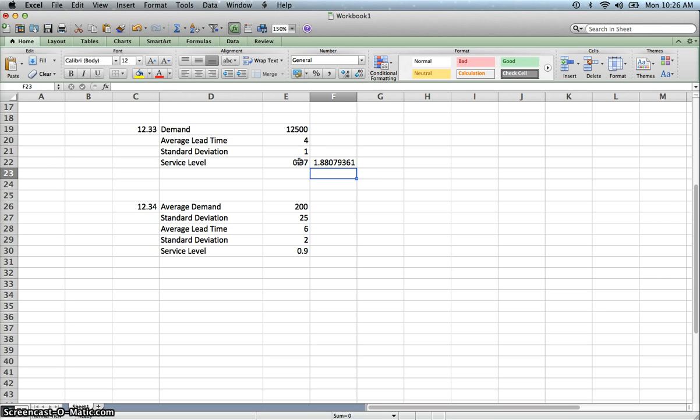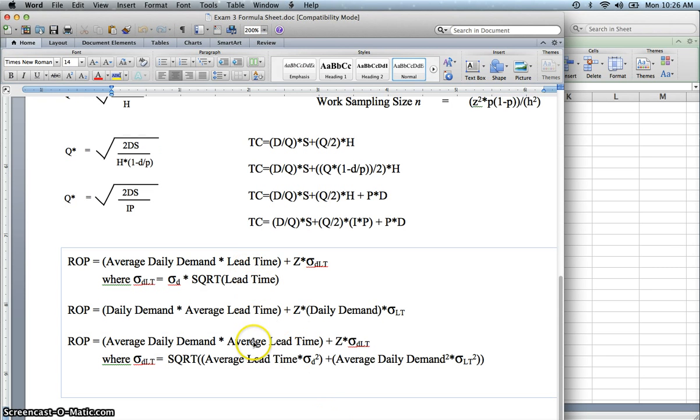So 1.88 is the z-score for this. And so we'll notice that this is the second formula on the formula sheet. We've talked about these three. Here the demand is constant, but we have an average lead time. So we would have to figure out the normal reorder point. The normal reorder point is just the daily demand times that average lead time. But then we're going to have to carry a certain amount of safety stock here. Z comes from our confidence level times the daily demand times the standard deviation of lead time.